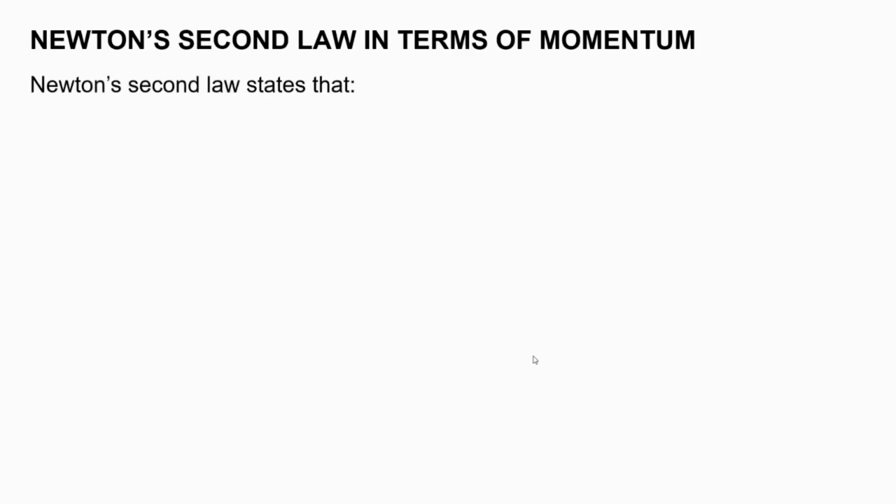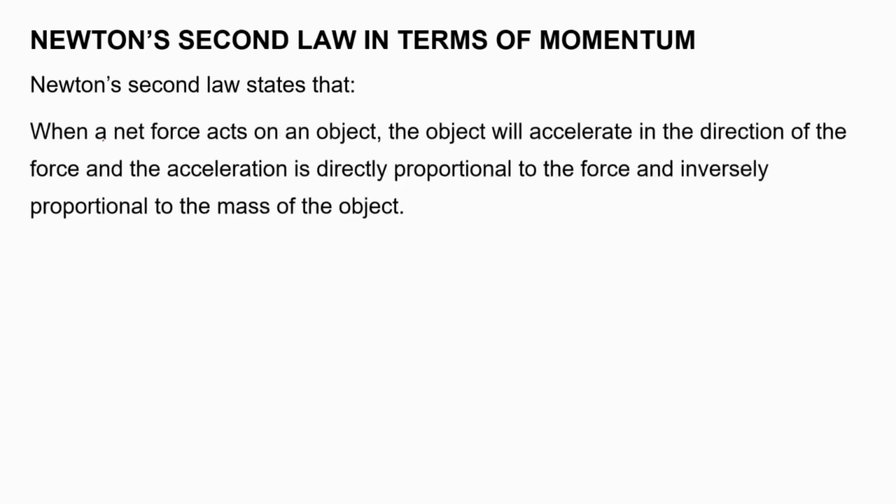What does it say? Newton's second law states that when a net force acts on an object, the object will accelerate in the direction of the force, and the acceleration is directly proportional to the force and inversely proportional to the mass of the object. Let me just write that.